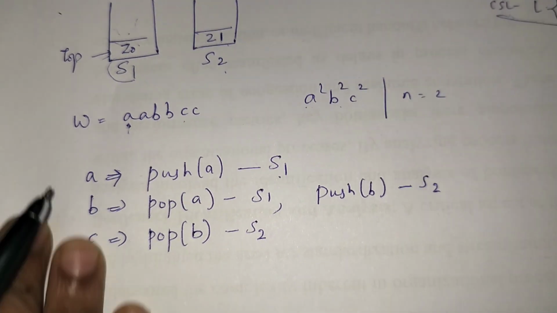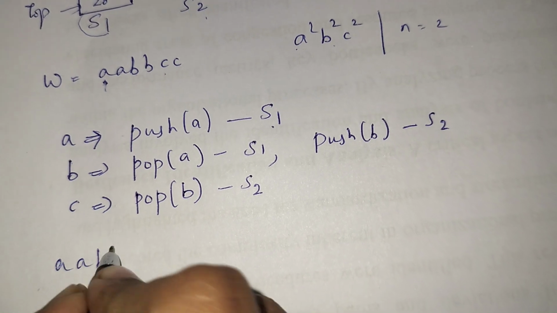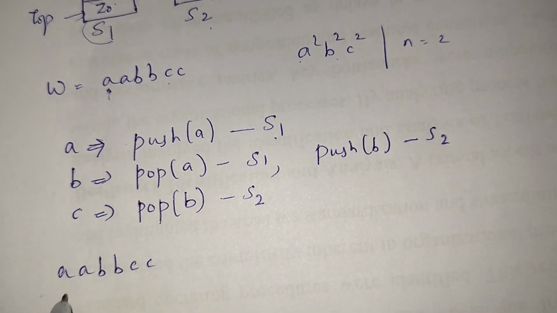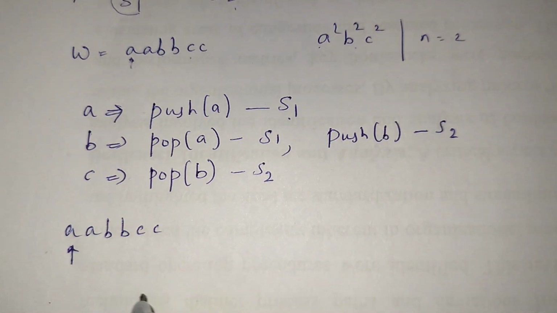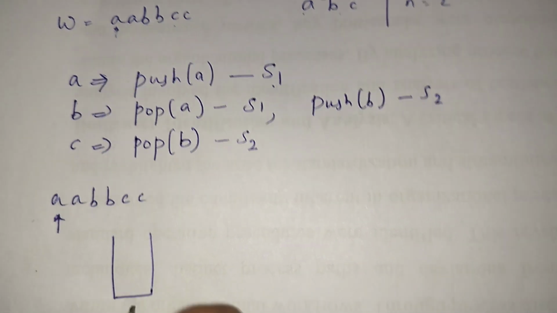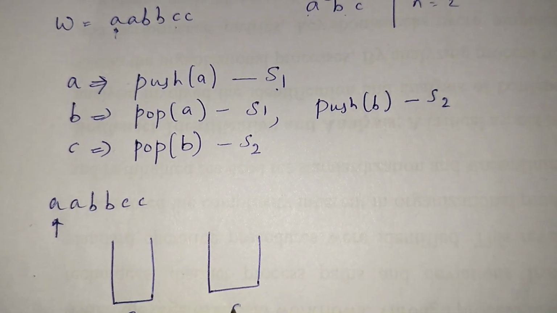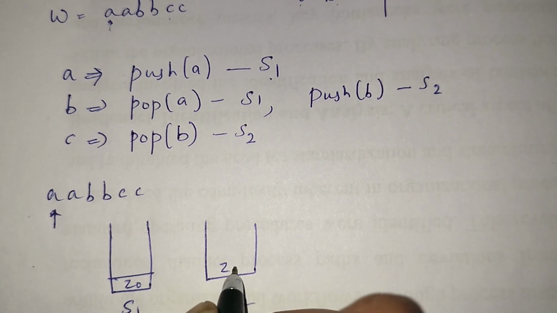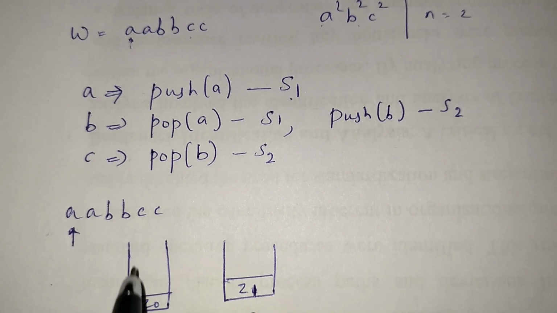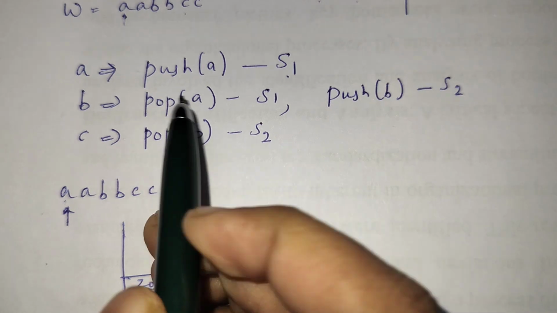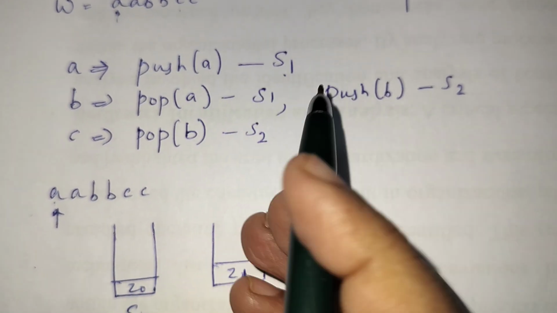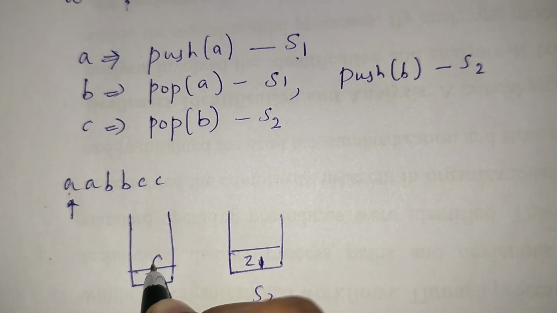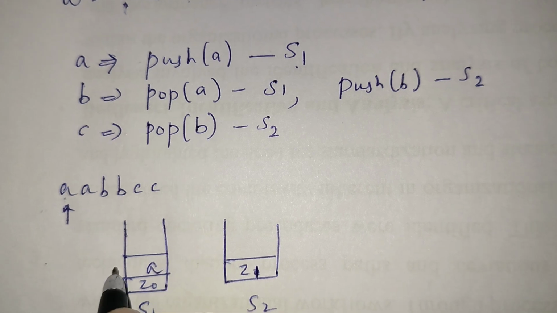So let's see. Our input string is AABBCC. So it is pointing to A first. This is stack 1, this is stack 2. Here the top of the stack is set 0, here it is set 1. Whenever the input symbol is A, what do I need to do? I need to push A to stack S1. So I am pushing A to stack S1. Now top points to this one.